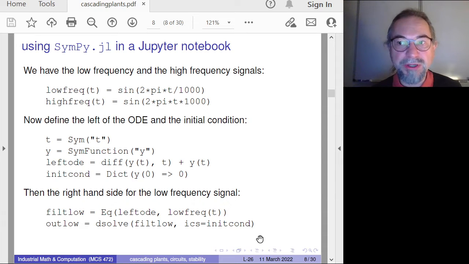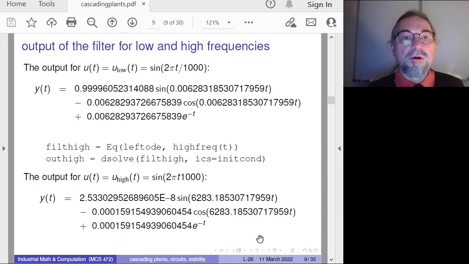There is a Jupyter notebook that is posted with this lecture. In some sense, this slide here summarizes the instructions that you need to solve the differential equation and to plot the results. Okay, so let's look at the output.